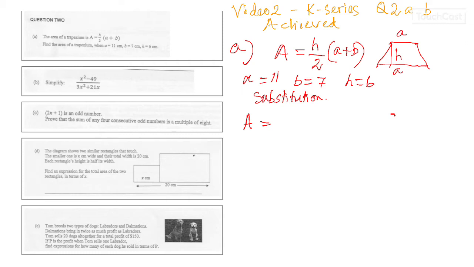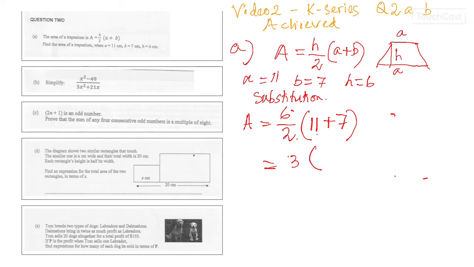I'm going to substitute h equals 6 over 2. A is one of the parallel sides, which is 11, and you are going to add B, which is 7. Now you've got to remember the priority of operations. One of the things you can always do is simplify the number at the front, which is 6 over 2. That will give you 3.